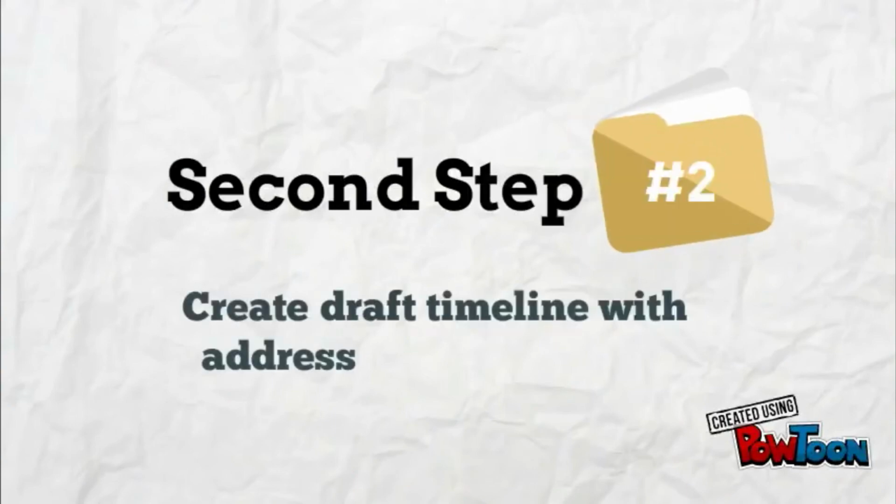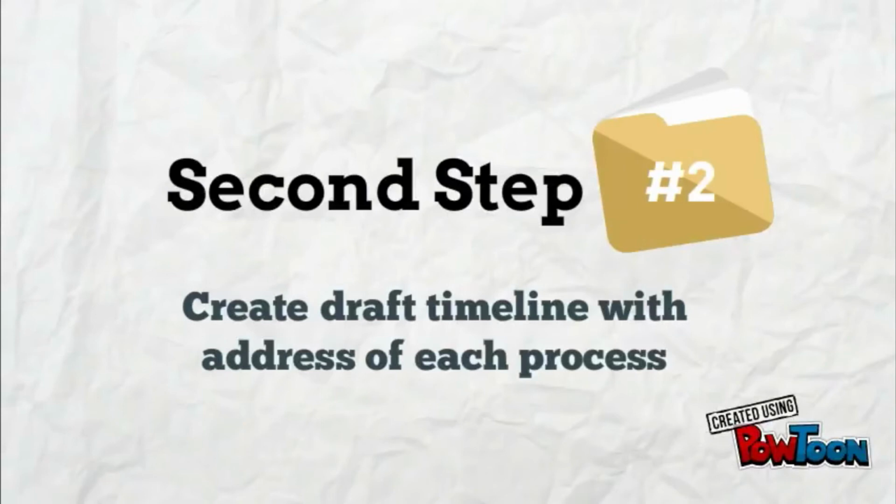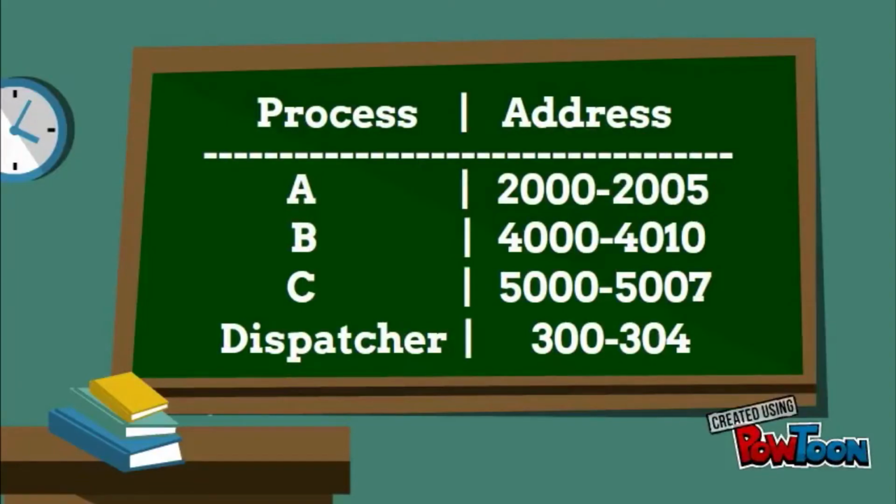Second step is to create a draft timeline with the address of each process. As there is no priority for which process will run first, we start with process A, then process B, and lastly process C. A process will always switch to the dispatcher first before switching to another process. Okay, let's begin. Process A will run first, so draft the timeline 1 until 4 beginning with the address given from the table before.